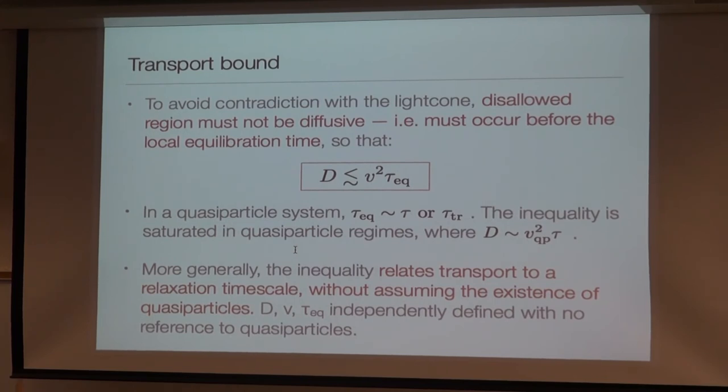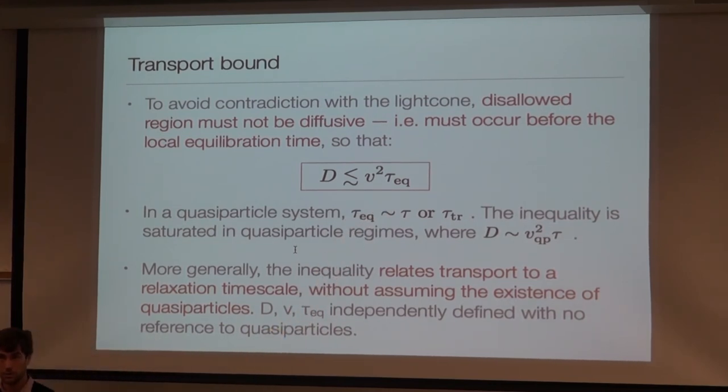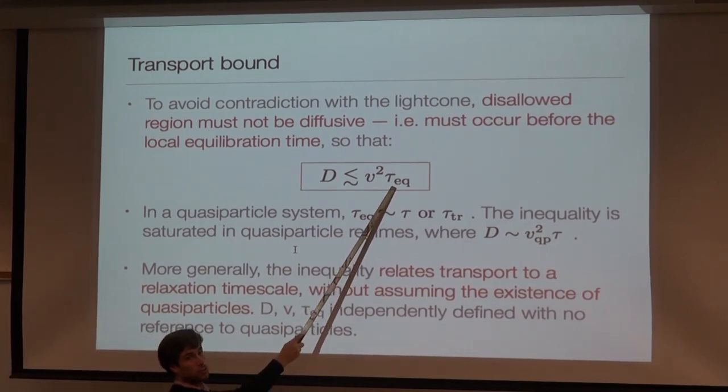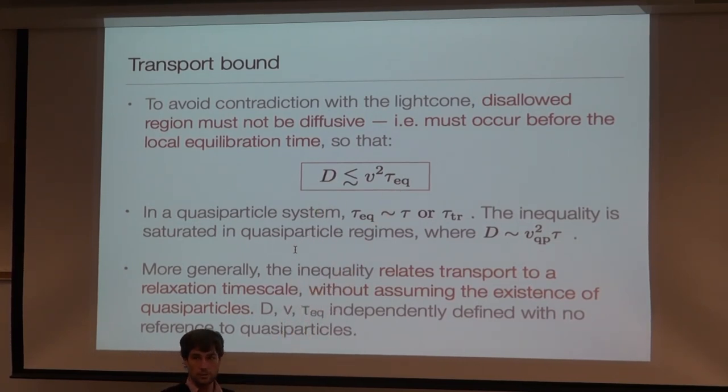Okay. So you get this bound, and now this is an upper bound. It has a not totally unrelated form to what I wrote before, except that the inequality is going the other way. This is an upper bound on diffusivity in terms of the Lieb-Robinson velocity and the equilibration time. So these are three, in principle, separately defined quantities. This has to do with how fast non-conserved quantities decay. This has to do with how fast conserved quantities spread out in time, and this has to do with the light cone.